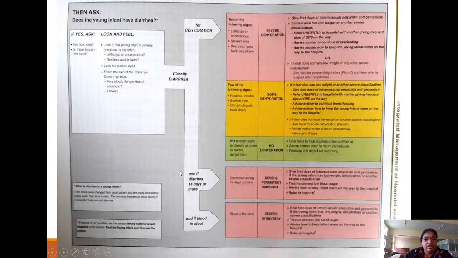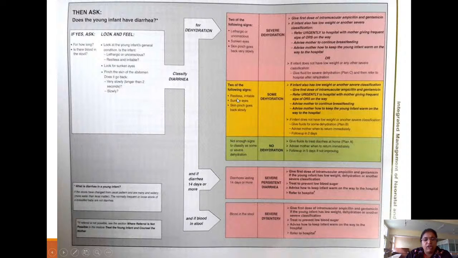If it is more than 14 days and it is severe, like we discussed, with no association with another severe classification, then you have to refer the child. Give antibiotics, treat the low blood sugar, keep the baby warm, and then refer to a higher center. And if there is blood in the stool and features of severe dysentery, you have to continue the treatment and administer the first doses of the antibiotic and stabilize the child before your referral. So some and severe dehydration we have covered.